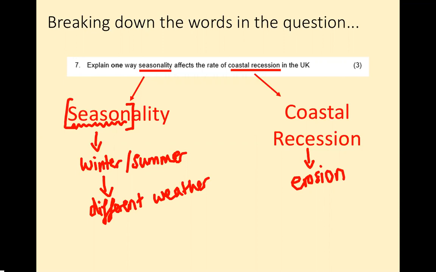So it simply means give one way the winter weather seen in winter affects the amount of rate, just means the speed, like the rate of change. Yeah, I think that's probably enough said for that. So the speed of coastal recession, the speed of coastal erosion. Great.